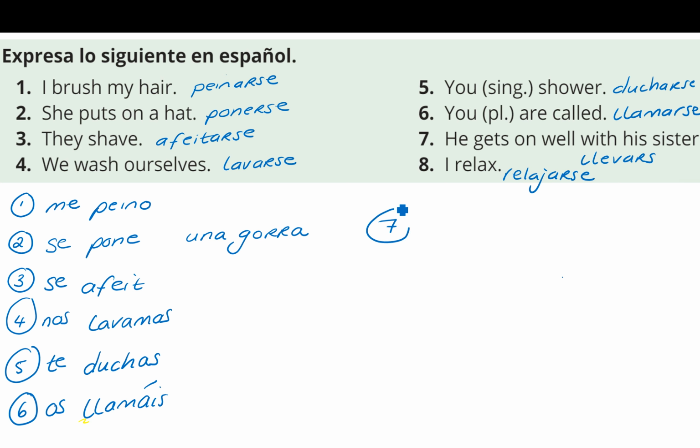Número siete, he gets on well with his sister, which is llevarse. Take off the se. It's actually still a se because it's he. Se lleva. Take off my AR. Add my A. Se lleva bien. He gets on well. Se lleva bien. With is con. And su hermana is his sister. Su hermana.